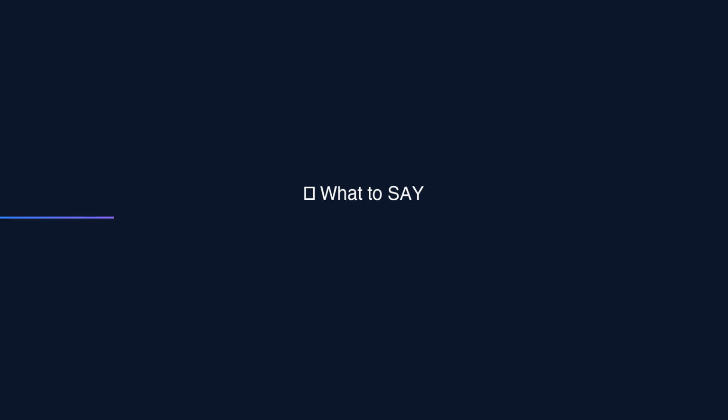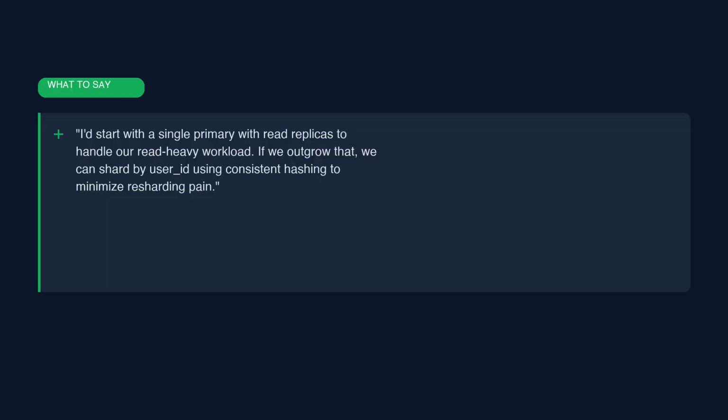Here is what you should say in the interview. Try saying, I'd start with a single primary database and read replicas to handle our read-heavy workload. If we eventually outgrow that, we can shard by user ID using a hash function. This shows you understand premature optimization.